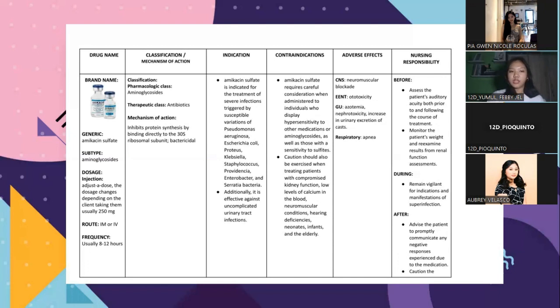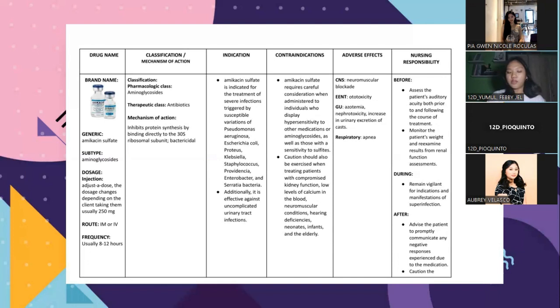Amikacin sulfate requires careful consideration when administered to individuals who display hypersensitivity to other medications or aminoglycosides, as well as those with a sensitivity to sulfates. This applies when treating patients with compromised kidney function, low levels of calcium in the blood, neuromuscular conditions, hearing deficiencies, neonates, infants, and the elderly.